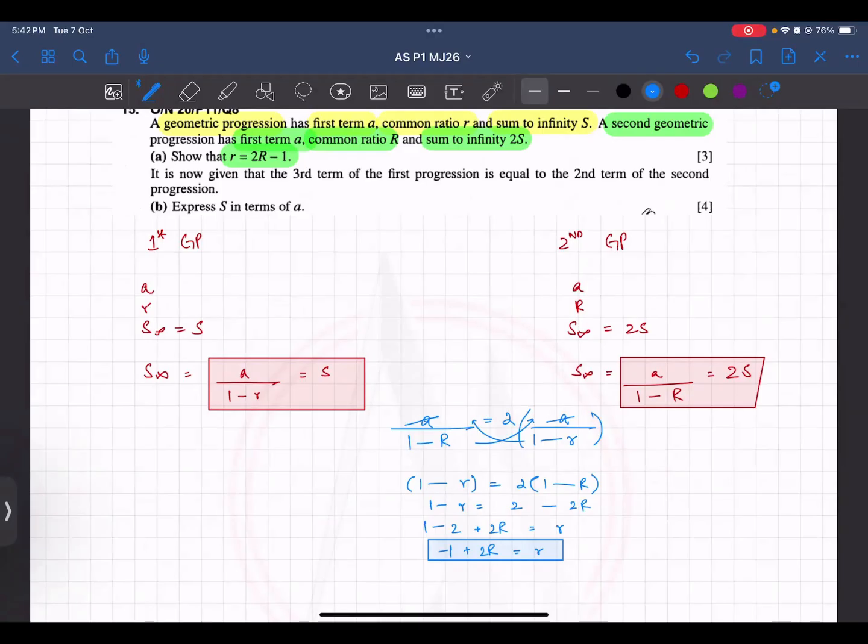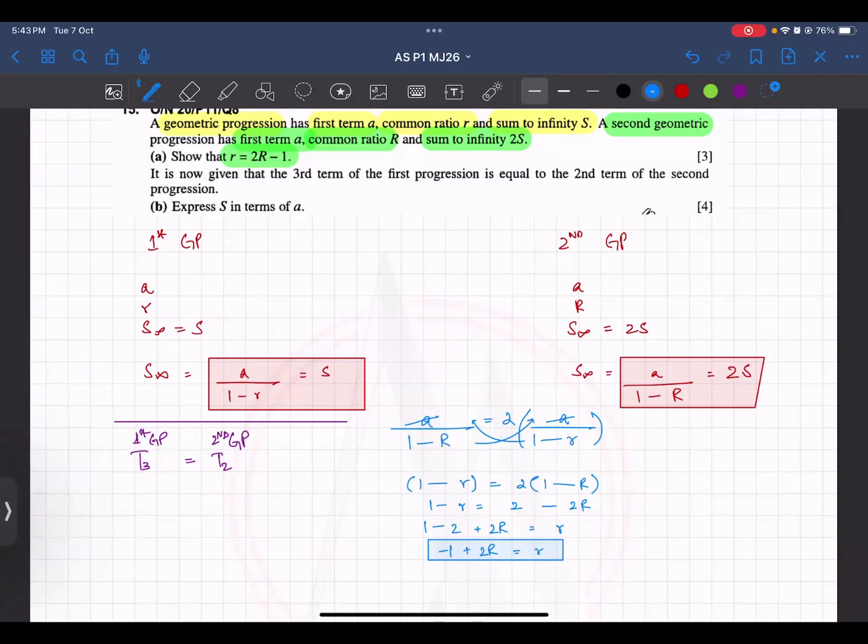Okay. Then it is now given that the third term of the first progression is equal to the second term of the second progression. So the third term of the first GP is equal to the second term of the second GP. This is the information that they've given you. Express capital S in terms of A. So we would now be able to form another equation using this information.